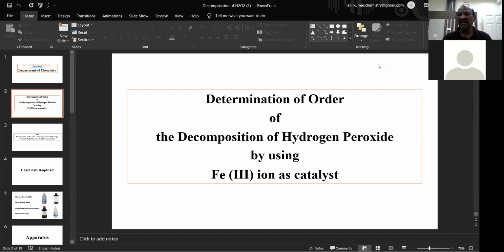Here, whatever experiment you are going to get in the examination, we will give in the form of a question, and then you have to write the aim, chemicals and apparatus, principle and procedure. Then you have to draw the tabular form, and we will give the experimental values. Whatever experimental values you get, then you have to go for the calculation.